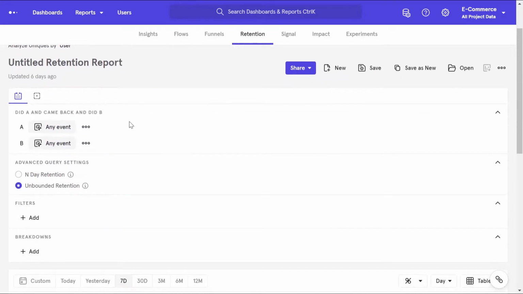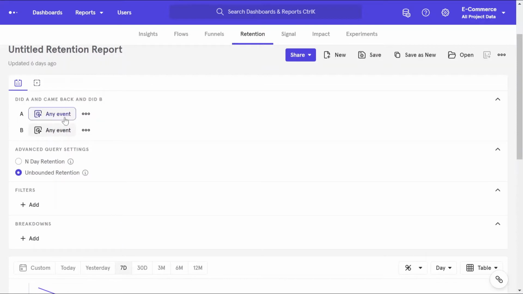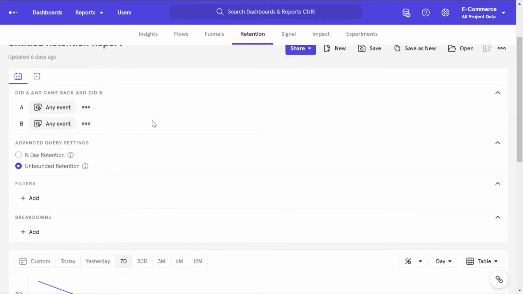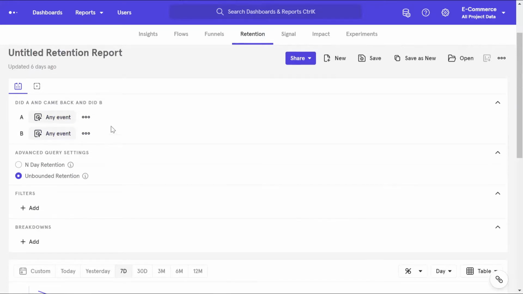How does the retention report work? So this works by taking into account two events in the system, each representing a specific action. What this report shows is that the first event you select here, it takes all the people who did that event, and then it shows over different periods of time how many of them came back and did the second event. Let's take an example.